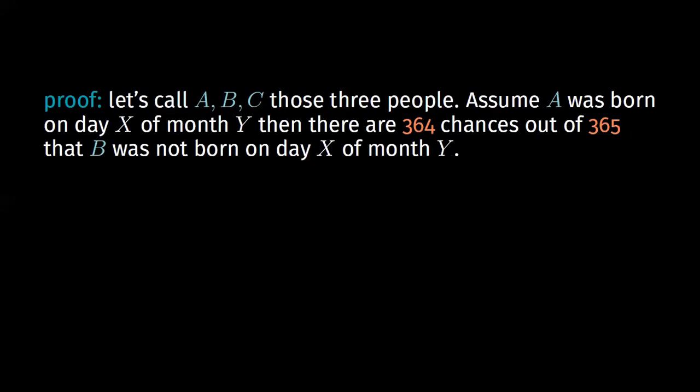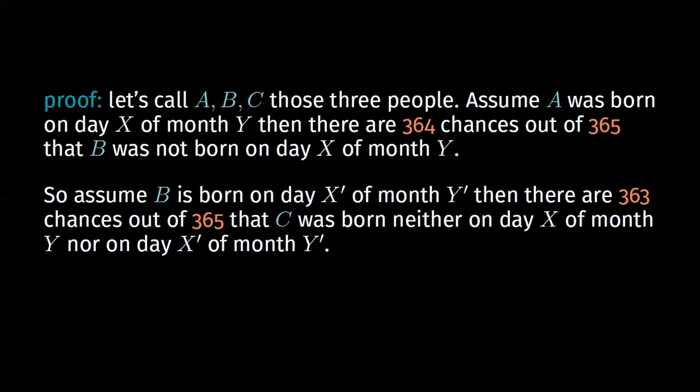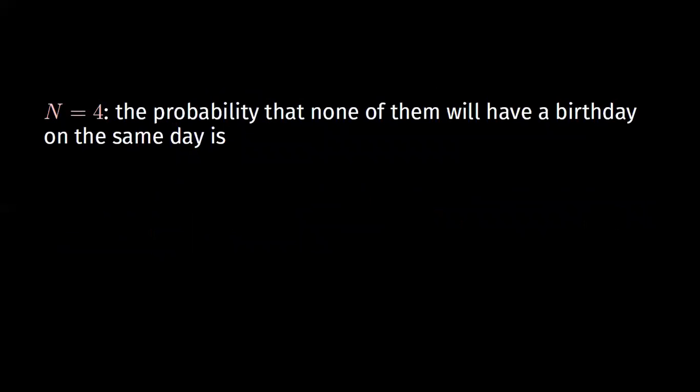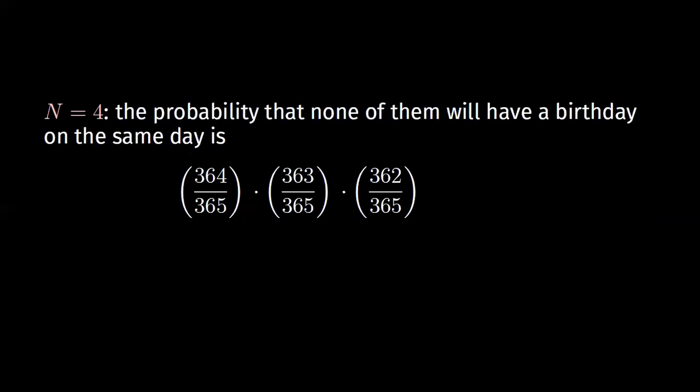Then there are 364 chances out of 365 that the birthday of B is on a different day. Assume now B was born on January the 2nd, for example. Then there are 363 chances out of 365 that the birthday of C is neither January the 1st nor January the 2nd, and this concludes the proof. As for n equal to 4, we go on in a similar way. We just need to add an extra person. Then the result is 364 over 365 times 363 over 365 times 362 over 365, which is more or less 98.4%.